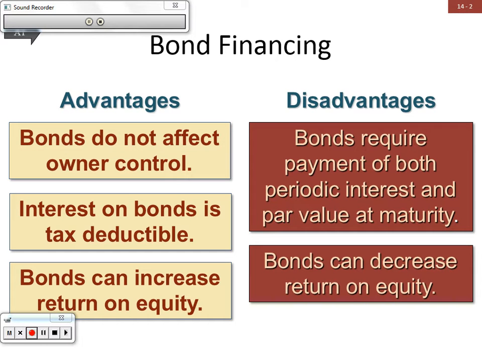Disadvantages: bonds require payments of both periodic interest and par value at maturity. So unlike a loan or some other forms of liabilities that generally allow you to pay interest at maturity, a bond is different. You'll probably be paying the interest before you will be paying the principal. Bonds can decrease return on equity. In other words, the same way that the return can increase, it could also decrease if the return is not significant enough. Okay?